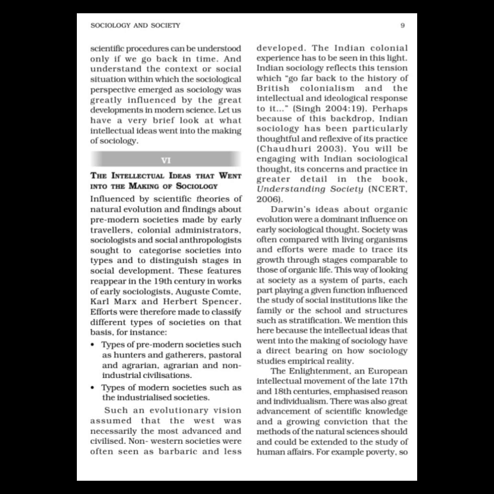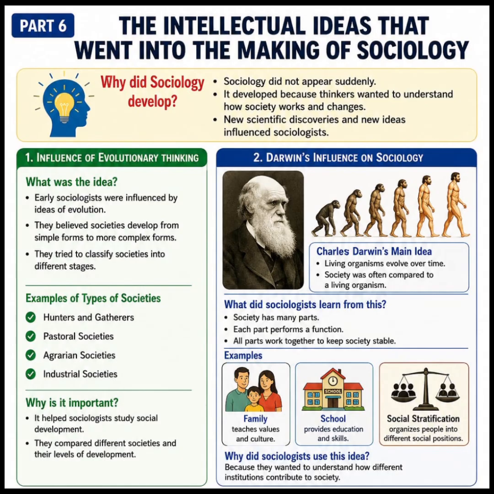Now let us move to the next part of this chapter, part 6, the intellectual ideas that went into the making of sociology. This part 6 explains that sociology did not appear suddenly as a subject or as a discipline. It developed because thinkers wanted to understand how society works and changes. New scientific discoveries and new ideas influenced sociologists.